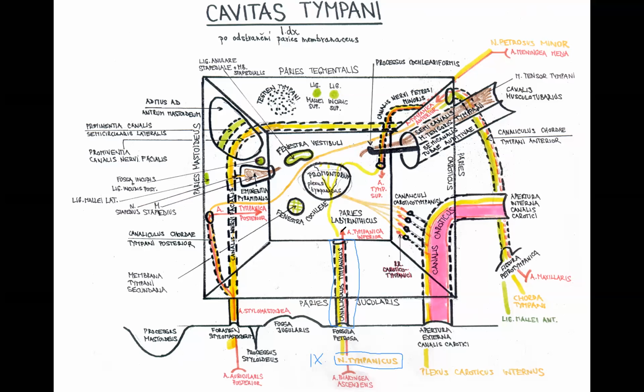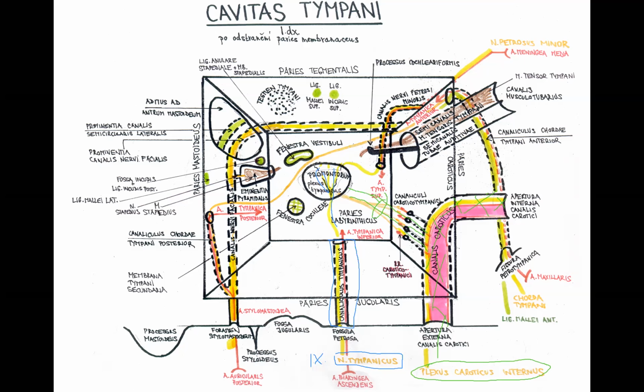But then it continues here up, ramifies, and receives these caroticotympanic nerves. These caroticotympanic nerves are sympathetic. They come from the sympathetic internal carotid plexus. I hope you know that there's a sympathetic carotid plexus around each artery. So there's a plexus here, and the plexus, for dilation or constriction of the vessels, also gives branches here.